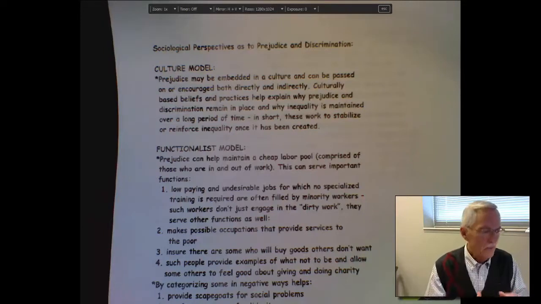As you do, just keep in mind that prejudice can be built into a culture. We learn it as we learn our culture. And various beliefs, notions, and ideas, along with practices of a discriminatory nature, once we acquire them, once we learn them, they can help to reinforce inequality, to stabilize a system in which inequality is present.